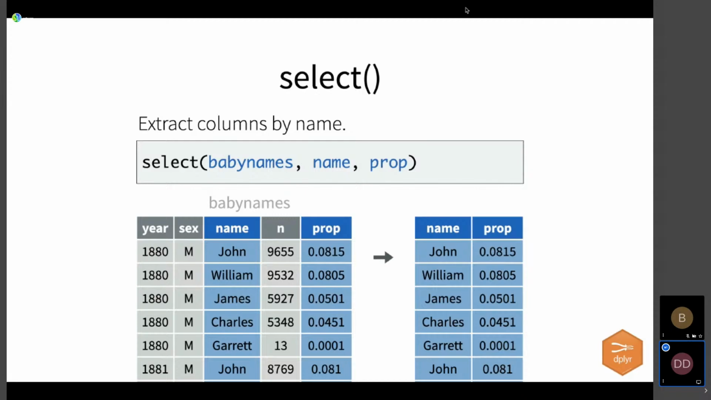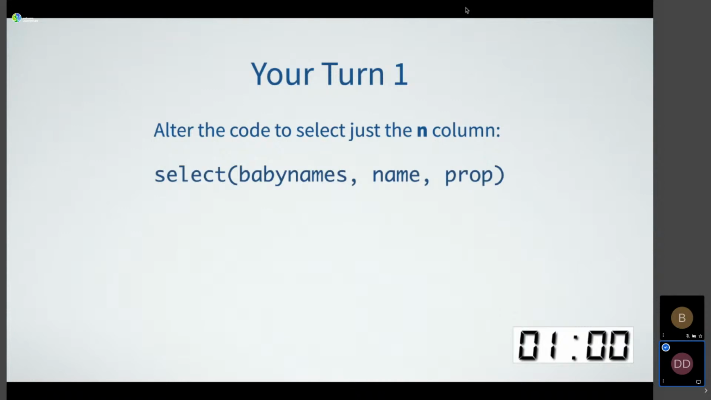So for example, with our baby names dataset, you might want to select just the two columns, name and proportion, because maybe the analysis that you are doing doesn't care about what year it happened in, or the sex, or the actual number of names that it's referring to. So we'll hop into the notebook.